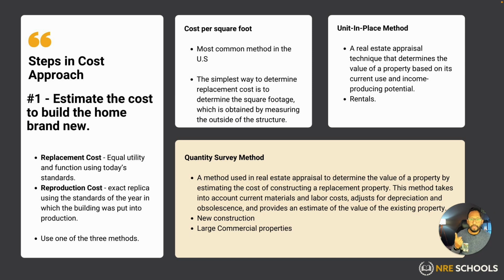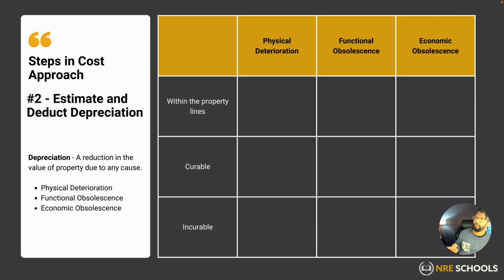So we need to figure that out. How much is it going to cost to build that brand new? Then we have to depreciate. We have to estimate and deduct the depreciation. And there's 3 types of depreciation. So these 2 go hand in hand, and I hate to jump to this terminology, but it's important.